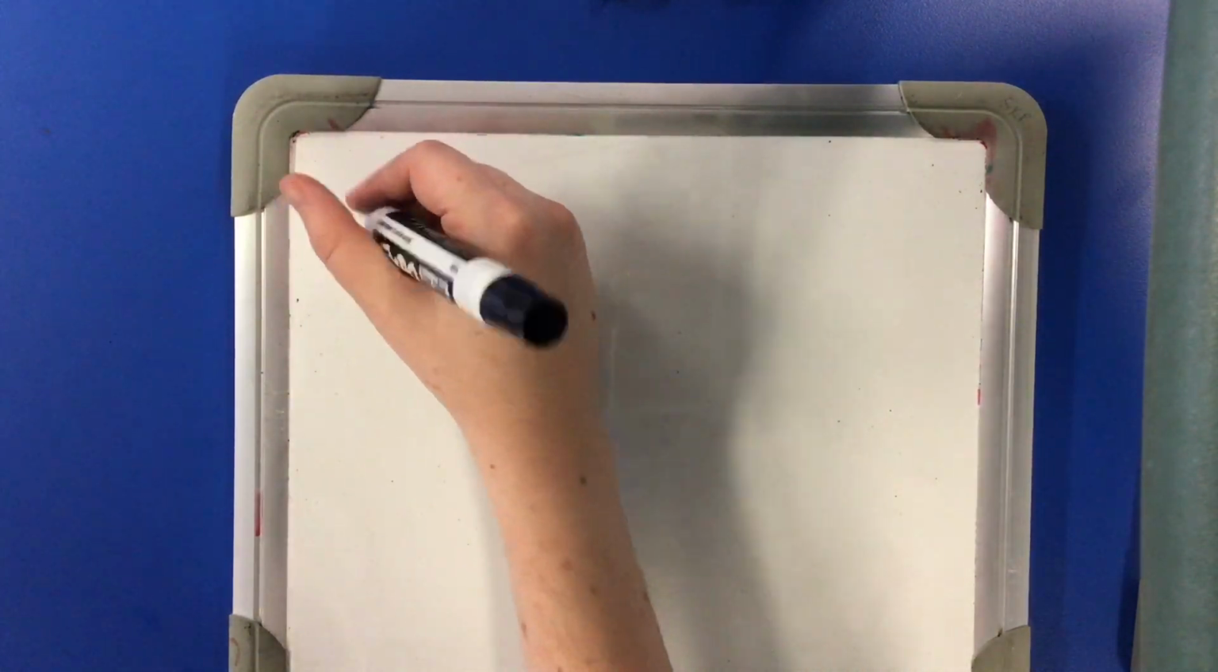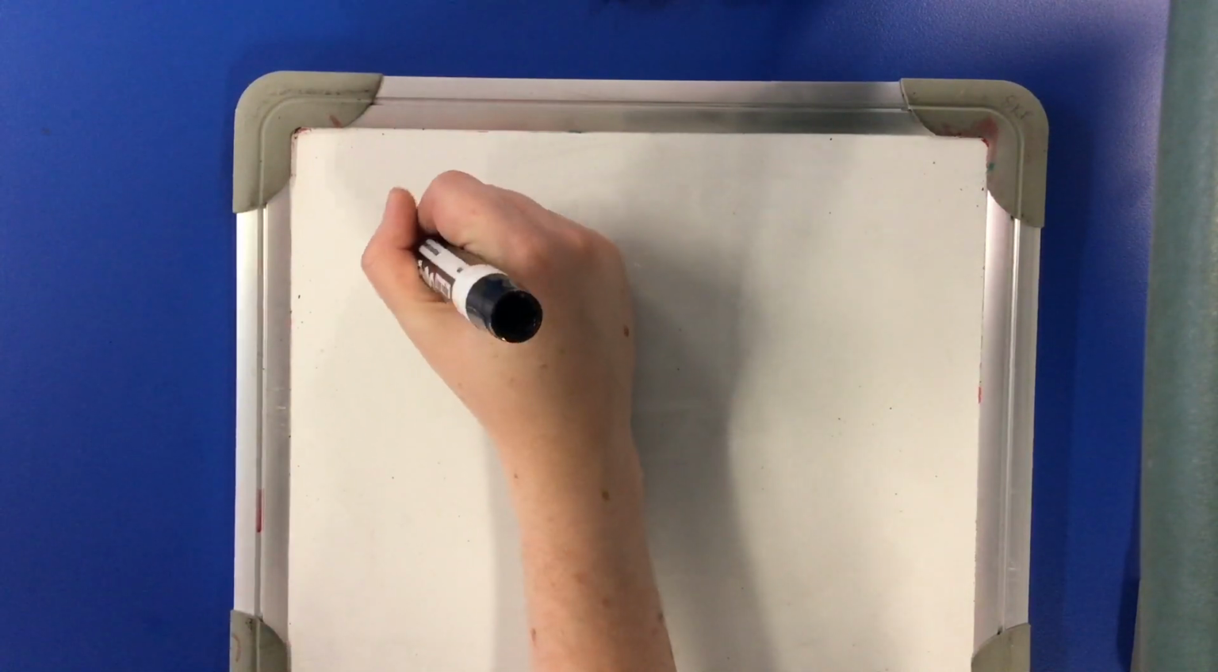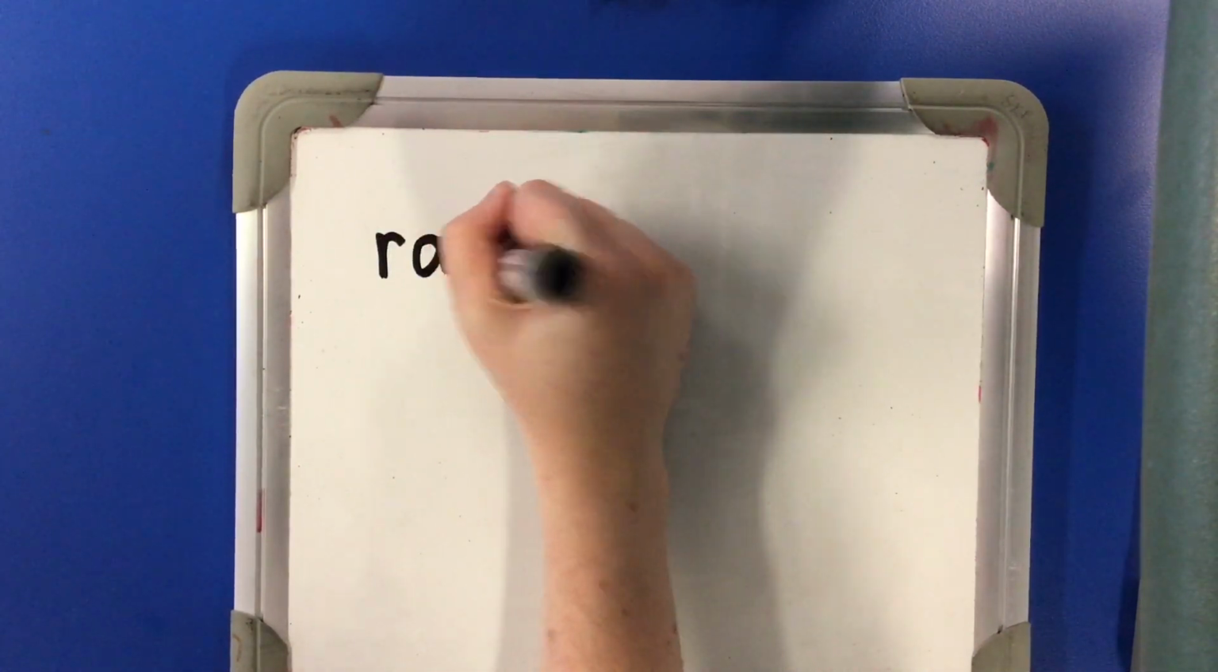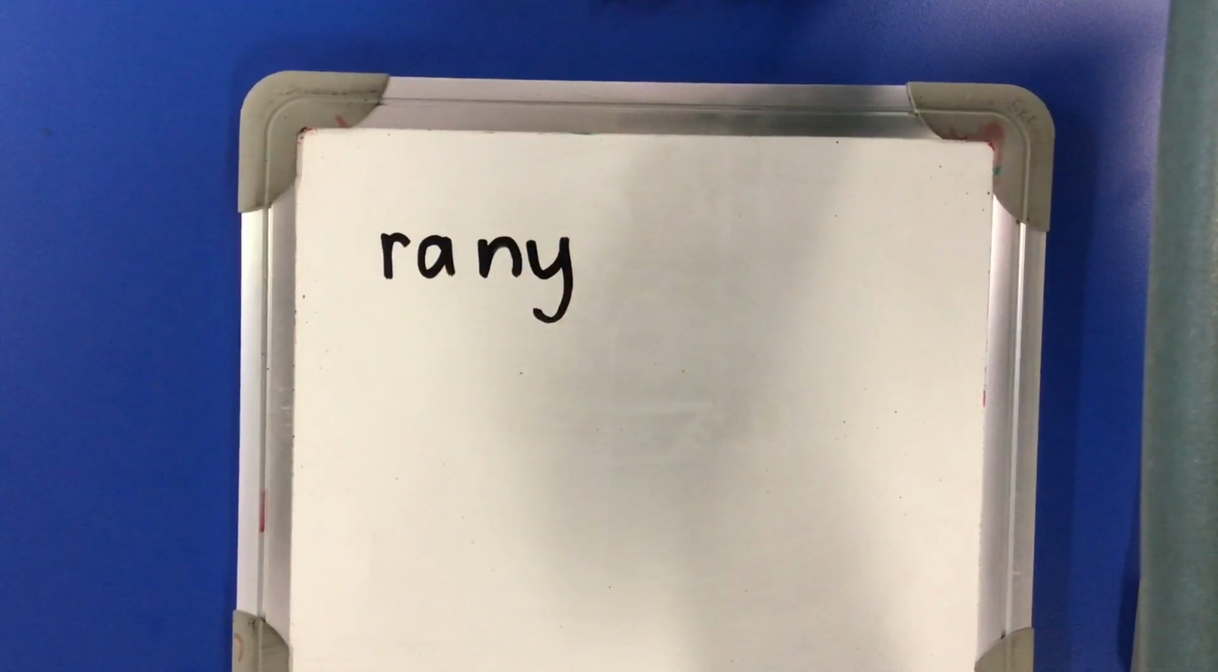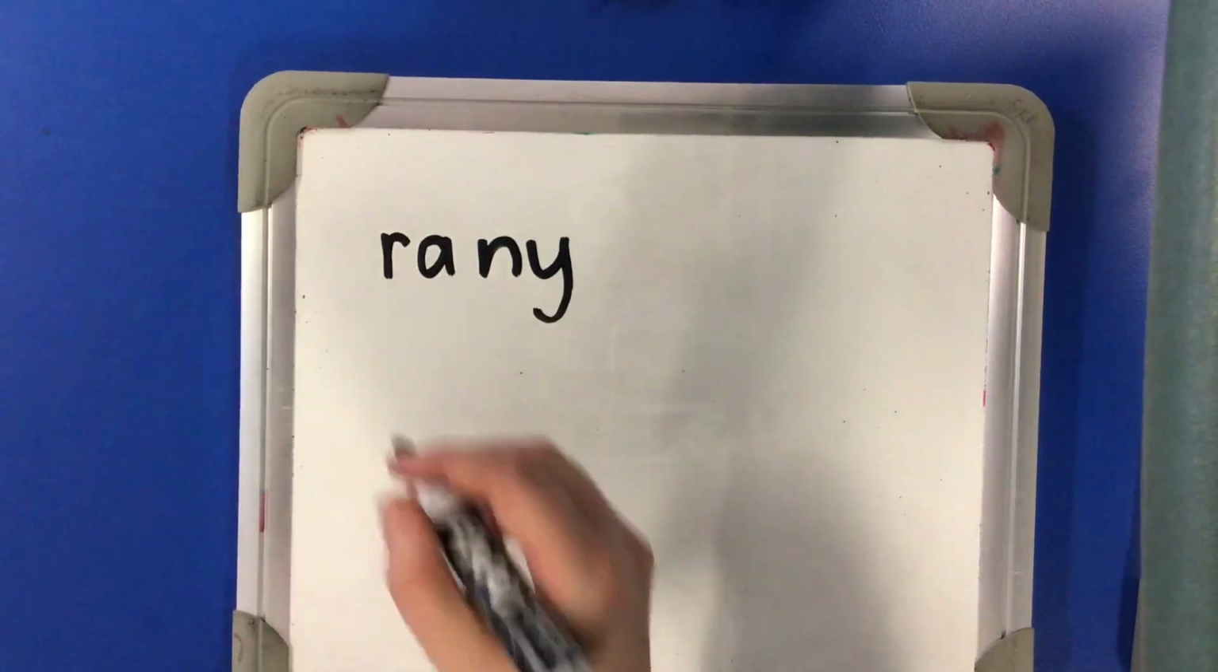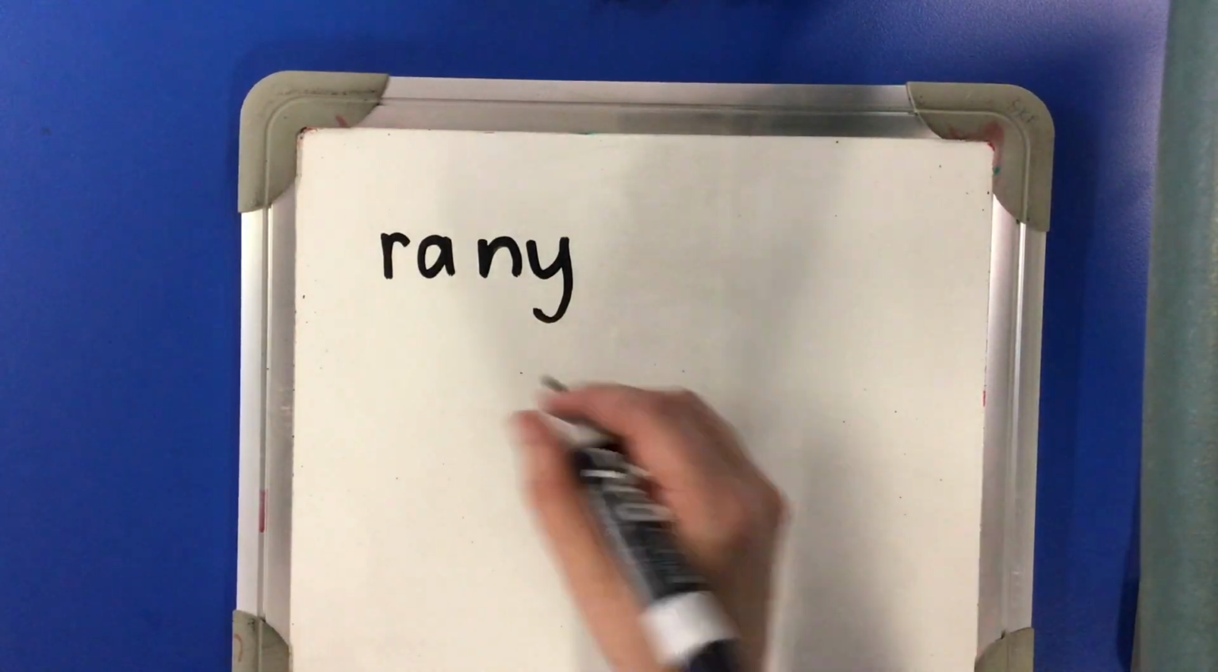Funny, but imagine if it was rainy. If I wanted to write rainy, I need to use a digraph, because if I just write it with the letter, that is a short sound, not a long sound, and that would be ranny, and ranny is not a word. Let's try the digraphs and see which one is right.